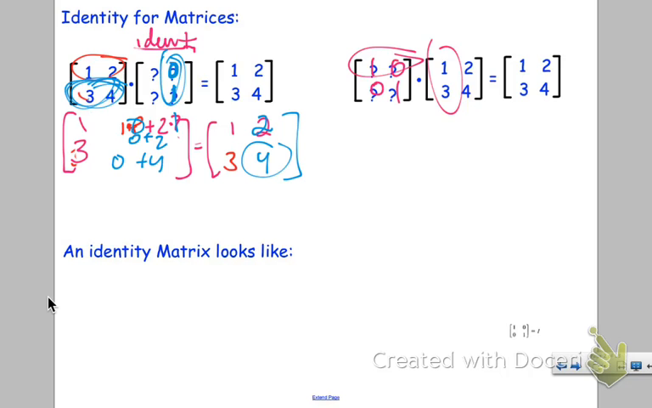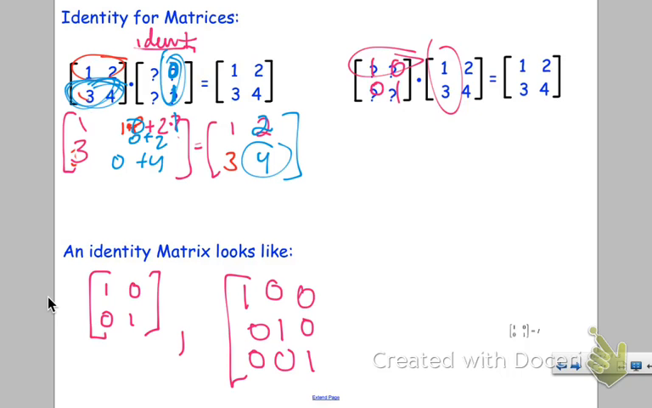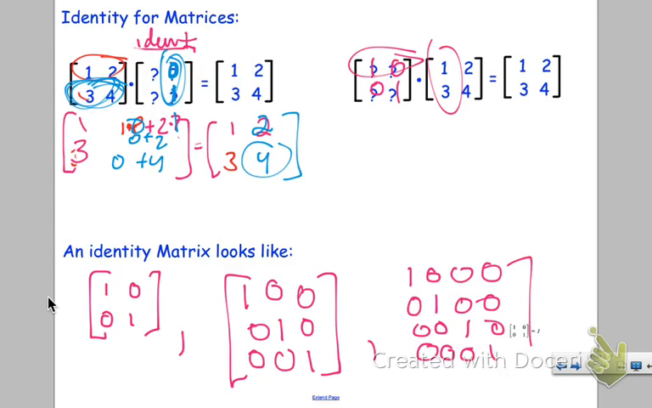So an identity matrix, if you didn't understand it all that, it's forgivable. But the identity matrix is ones all along the diagonal, and it has to be a square matrix. So for a 2 by 2, that's the identity. For a 3 by 3, it's ones along the diagonal and the rest zeros. And that would be the identity for a 3 by 3 matrix. For a 4 by 4, same pattern. Alright, those are identity matrices. There's a different identity matrix for each sized matrix. And it always has to be a square matrix.